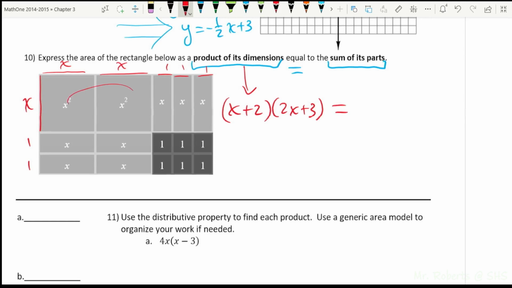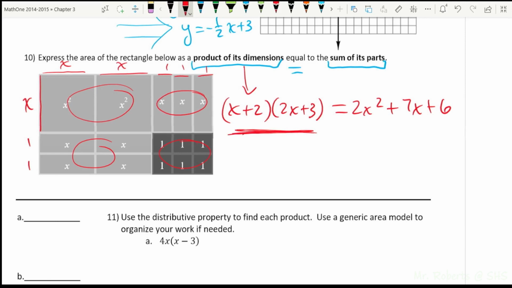And then, as the sum of the parts, I'm just going to look here. Inside of this, I can see I've got 2x squared. So I write 2x squared. I've got 3x plus 4x, so I've got plus 7x. And then what's this? That's the number 6 plus 6. So this is the area of the rectangle expressed two ways, and I show that they're equal to it. One is the product of the length times width, which is equal to the sum of its parts.